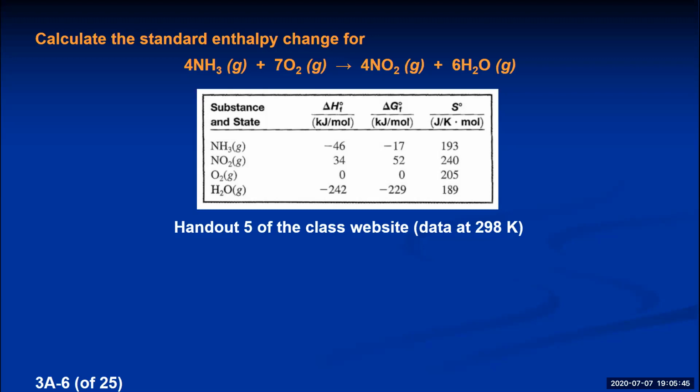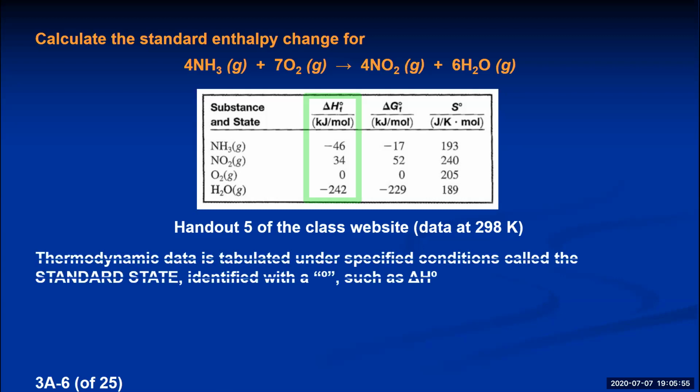So in this table, you notice here the first column, the heading is delta H naught sub F. So what these are is these are standard enthalpy of formations. Now, thermodynamic data is always tabulated under specific conditions called the standard state. And it's identified with little superscript naught. And that's why you see it says delta H naught in that column there.